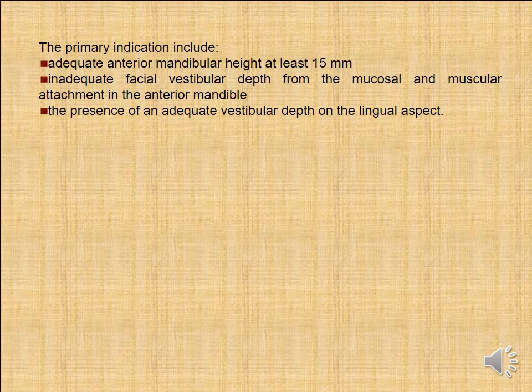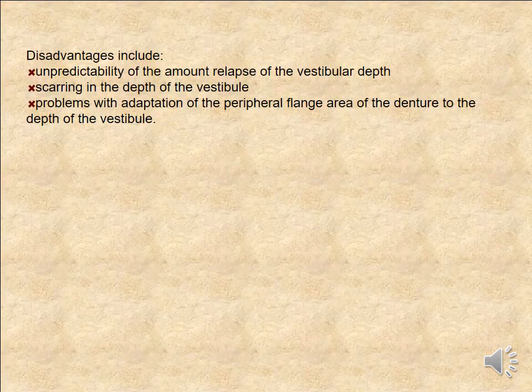The primary indications are adequate anterior mandibular height of at least 50 mm, inadequate facial vestibular depth from the mucosal and muscular attachments in the anterior mandible, and finally the presence of inadequate vestibular depth on the lingual aspect. The disadvantages include unpredictability of the amount of vestibular depth gained, scarring in the depth of the vestibule, and finally problems with adaptation of the peripheral flange area of the denture to the depth of the vestibule.